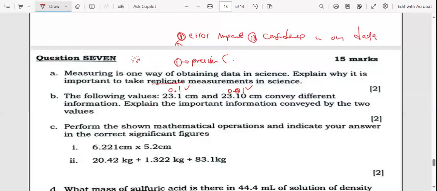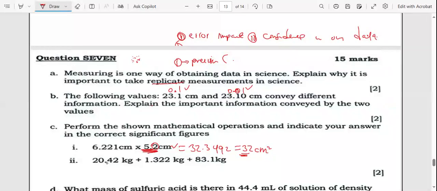So perform the shown mathematical operation. When you multiply this, just follow the least significant figure. So when you punch that on your calculator, for me it's giving me 32.3492. So you follow the least significant figure. So here it will be just 32 because we had two significant figures there. You have seen? So just put 32 there. By the way, it was centimeter, so it will be centimeter squared.